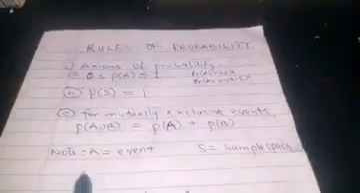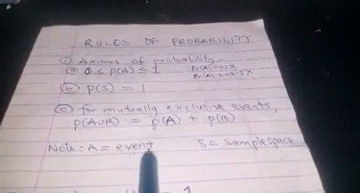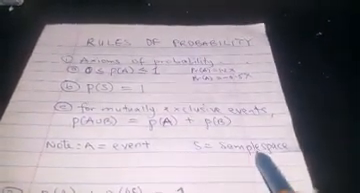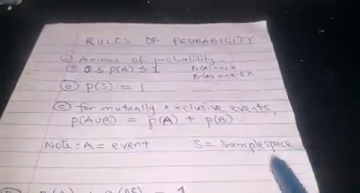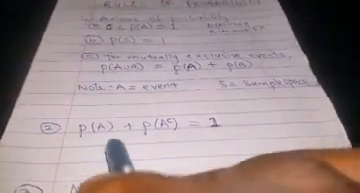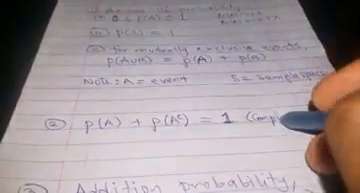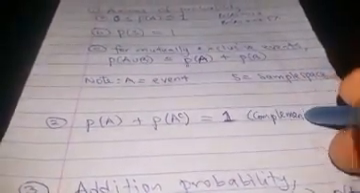Note that A represents event, then S represents sample space, which is the total possible events. Now the second rule of probability: you should know that the probability that an event occurs plus the probability that the event did not occur, this rule is called the complement rule.